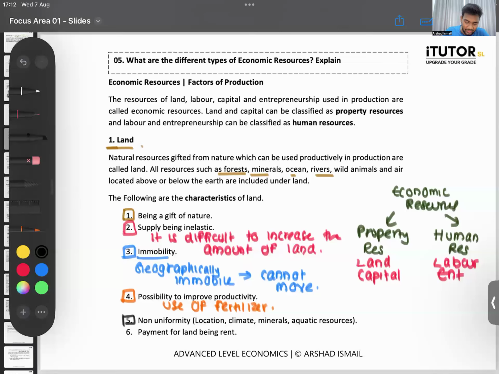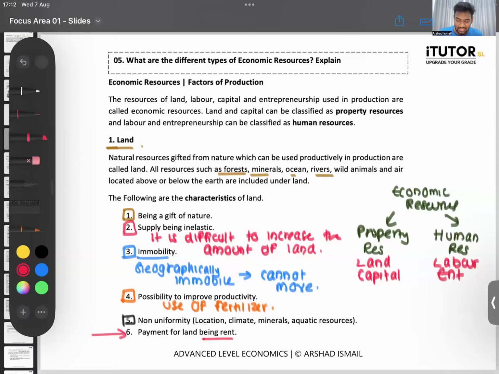And finally, the payment for land, this is not exactly a characteristic, but the payment for land is rent. If you give land, the return that you get is called rent. That is land and the characteristics.